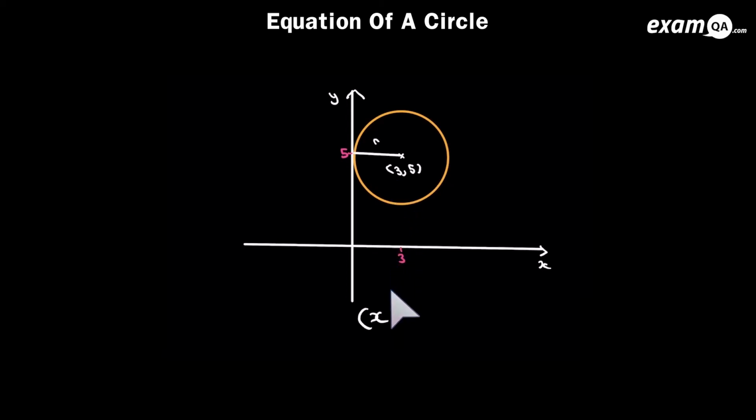Rather than x squared, it's going to be x minus the x coordinate of the center, squared. The x coordinate of the center is 3, so it's going to be (x minus 3) squared. And the same thing goes for y. Instead of y squared as before, it's going to be y minus the y coordinate of the center, squared. The y coordinate of the center is 5, so it's going to be (y minus 5) squared. And this is always equal to the radius squared. The radius is 3, so the radius squared is 9. Some people just write 3 squared here, but 9 is fine.